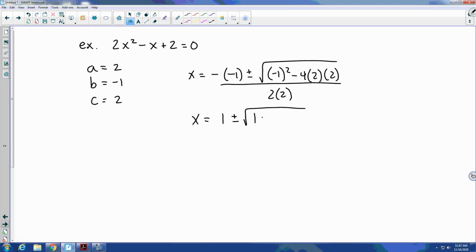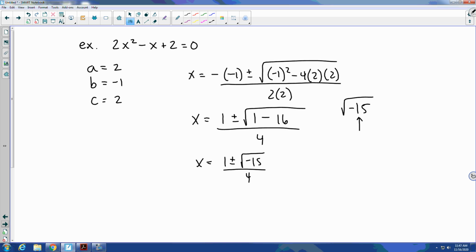Negative 1 squared is positive 1. Minus 4 times 2 is 16 over 4. We get x equals 1 plus or minus the square root of negative 15 over 4. So this is the first time we've seen a negative under the square root. So when we go to simplify this, the issue with the negative under the square root is a square root is asking you what number, when multiplied by itself, gets you this value that's underneath the square root.